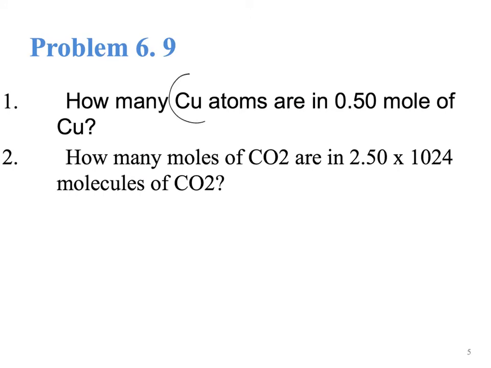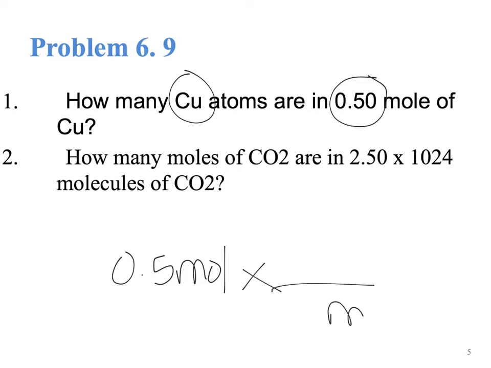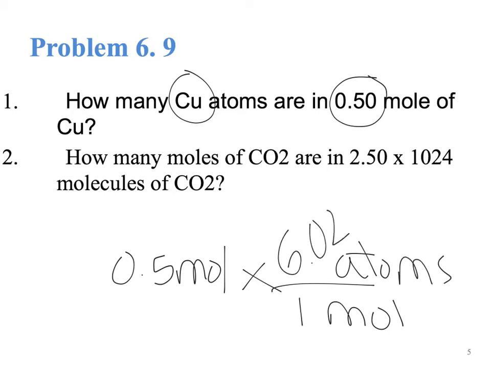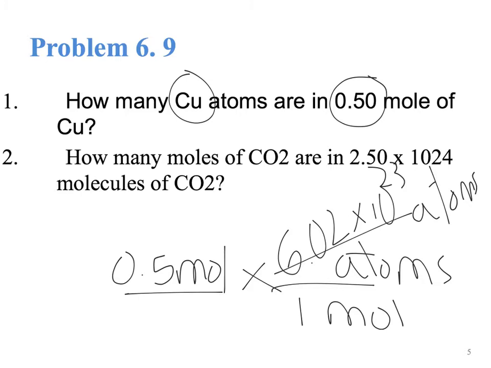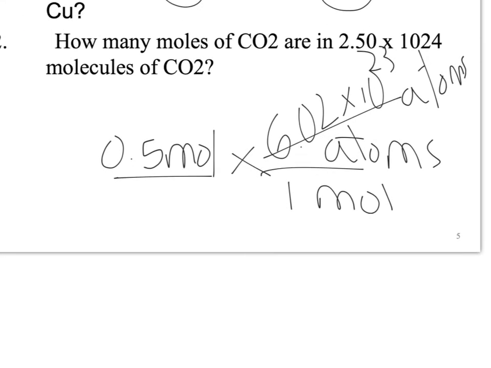How many copper atoms are in 0.5 moles? So we have 0.5 mole, and we want to convert that to atoms. So the conversion that we're going to use places moles here and atoms here. 1 mole equals 6.02 times 10 to the 23rd atoms. So what we do, we multiply these times that, and then our answer will be 3.01 times 10 to the 23rd atoms.